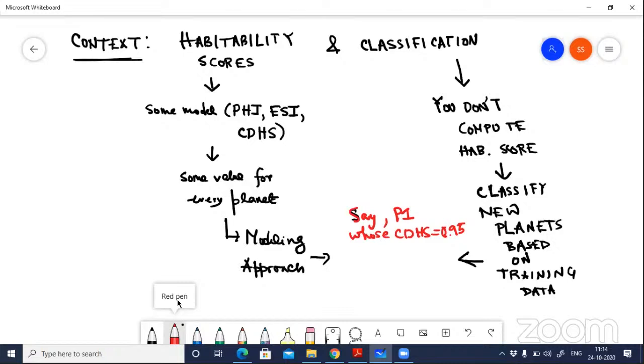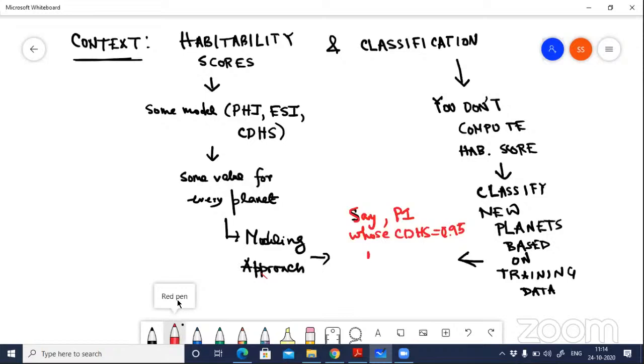So from this particular approach 1, this planet is favorably placed to be a potentially habitable exoplanet. Now, what we also do is this classification approach, which means based on the training data, we try to predict the class of this planet. When we do this, we are not computing the habitability score. Also, there is another difference. When we are doing this classification, we have about 53 physical attributes that we are using. When we are doing this modeling, we are actually using only 4 or 5.